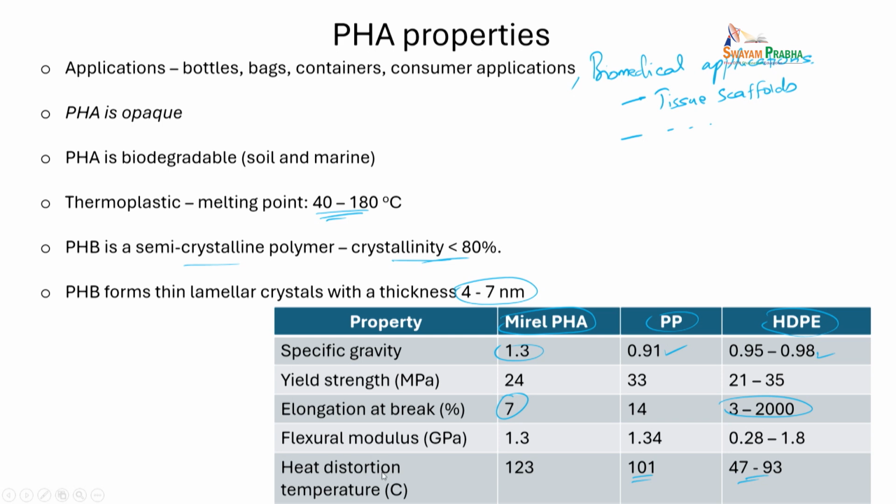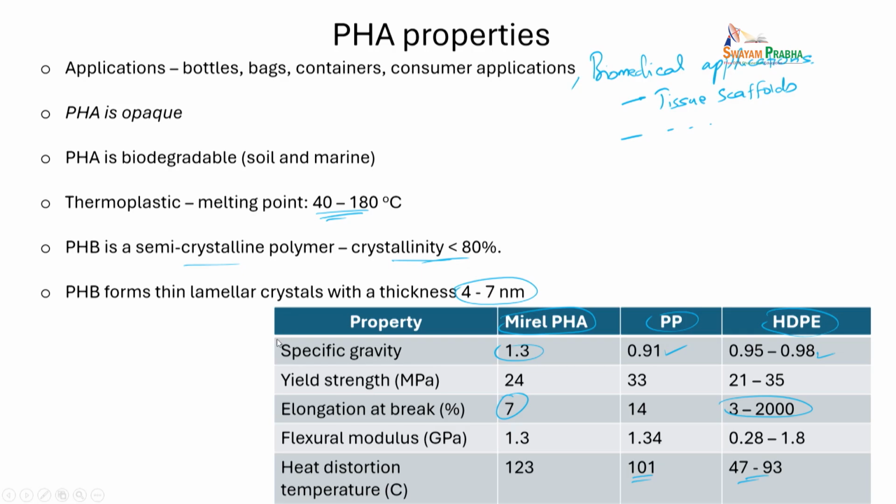Heat distortion temperature is basically the temperature at which the material will deform under a certain applied load. So it can withstand very high temperature. These are some of the properties. I'm not giving details of all this, how it is obtained, but this is a range of material properties one can expect. Except the elongation at break, pretty much all the other properties are very similar to polypropylene and HDPE. So if you want to replace HDPE or polypropylene, PHA probably is the way to go, unless you want a very long film with a high elongation at break.